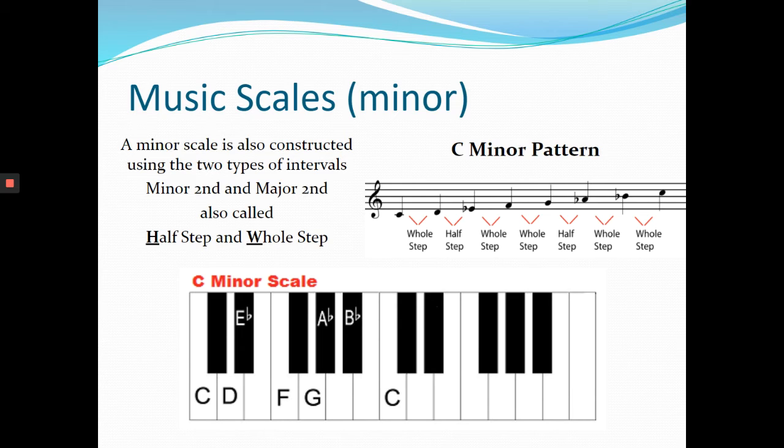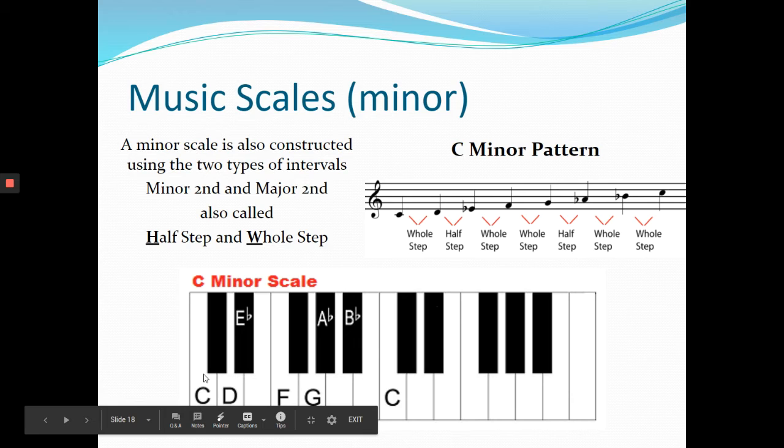But just for your information, we also have harmonic minor and melodic minor. Do not worry about those two at this moment. We're only going to focus on natural minor. So here's the natural minor pattern. You have whole step. Now, when we were doing major, it was whole step, then half step. For this one, it's whole step, half step, whole step, whole step, half step, whole step, whole step. And that will make the minor pattern.